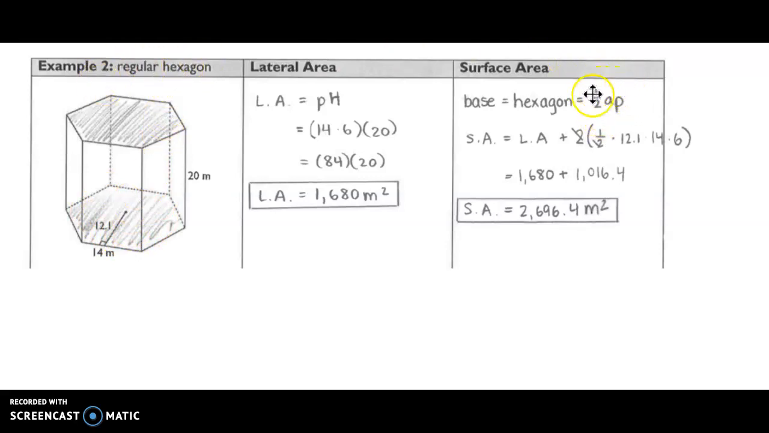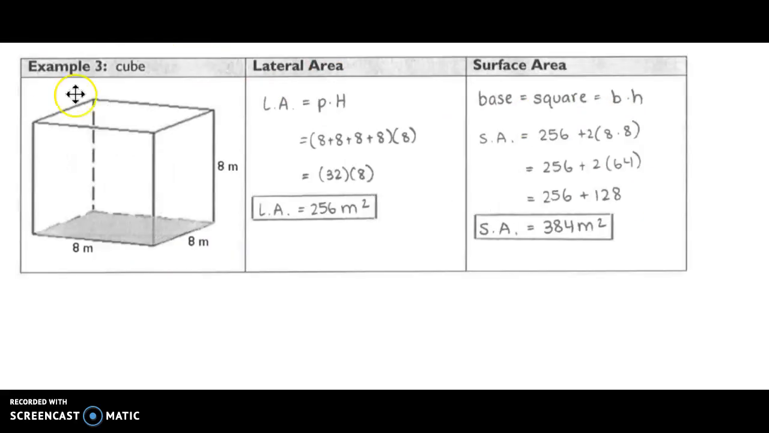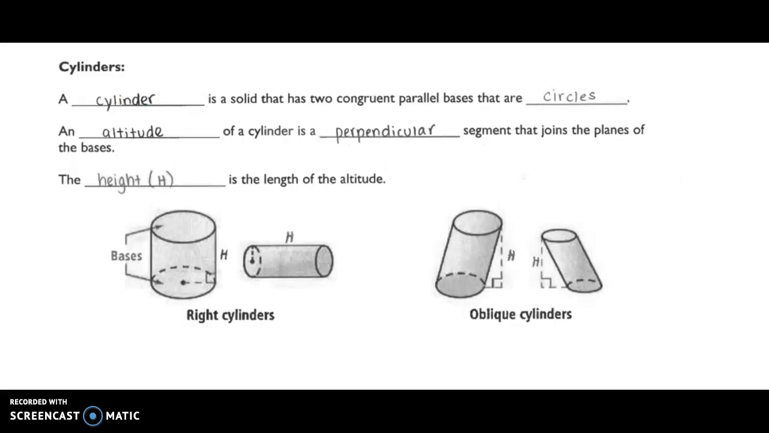1/2 AP, which is also the same thing as 1/2 ANS, right? 1/2 times A. Remember that's the apothem, 12.1 in this case. N is the number of sides, and S represents the length of one side. Okay, so a lot of things going on at the same time, so you got to be careful here. I'm going to let you go over the cube on your own.